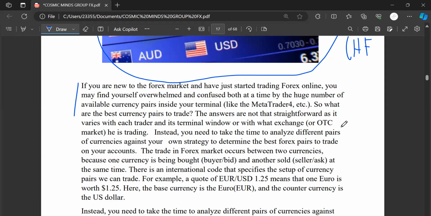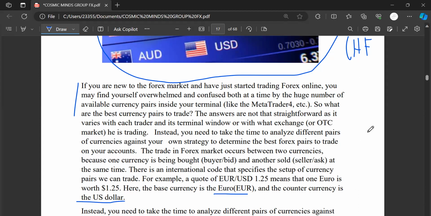At 1.25 means that 1 euro, don't worry, this is a brief intro, is worth 1.25 dollars. So here the base currency is the euro, right? The base currency is the euro, and then the counter currency is called what? The US dollar, right?